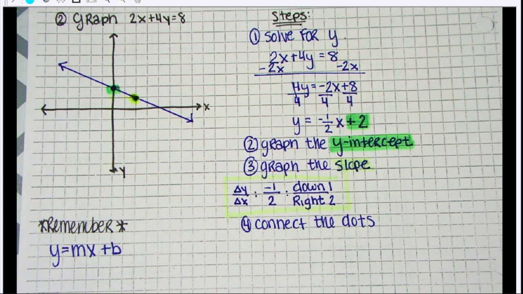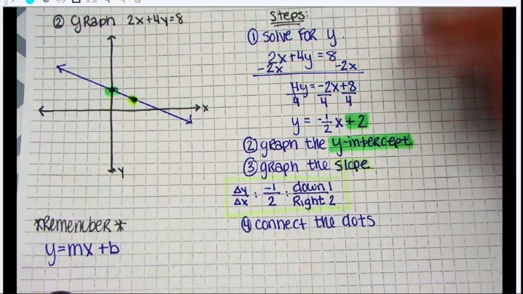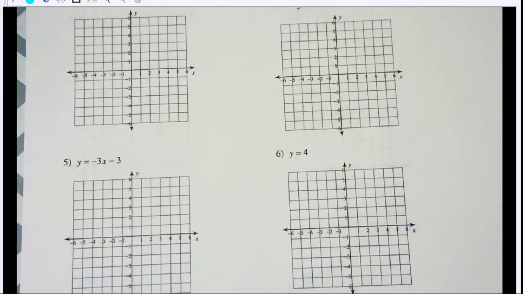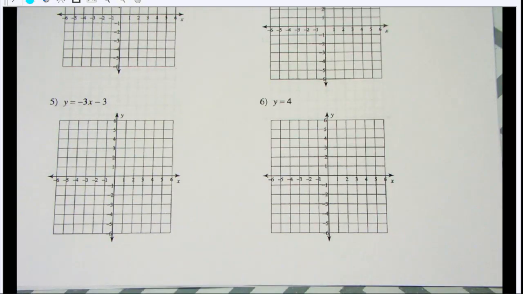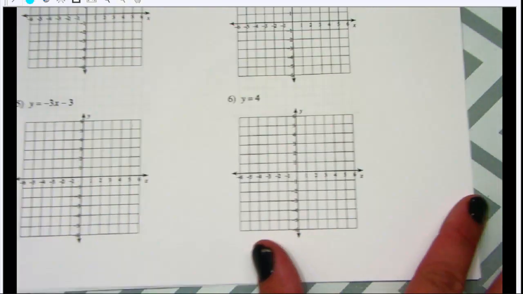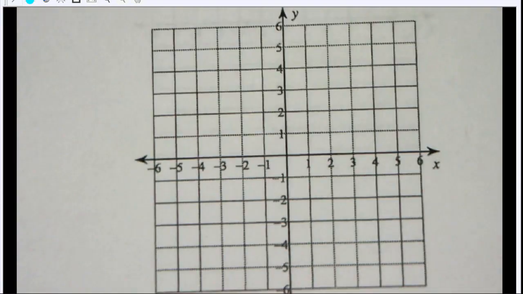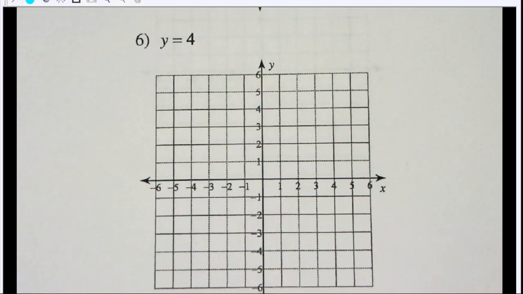So let's move on to a practice problem real quick. On page 4, I want to make sure that we know how to do something if it's y equals or x equals. So it's not necessarily on this note. We will cover that a little bit later. But let's go ahead and talk about number 6 on page 4. So number 6 says y equals 4. That is not y equals mx plus b form. Not at all. But you can still graph it.